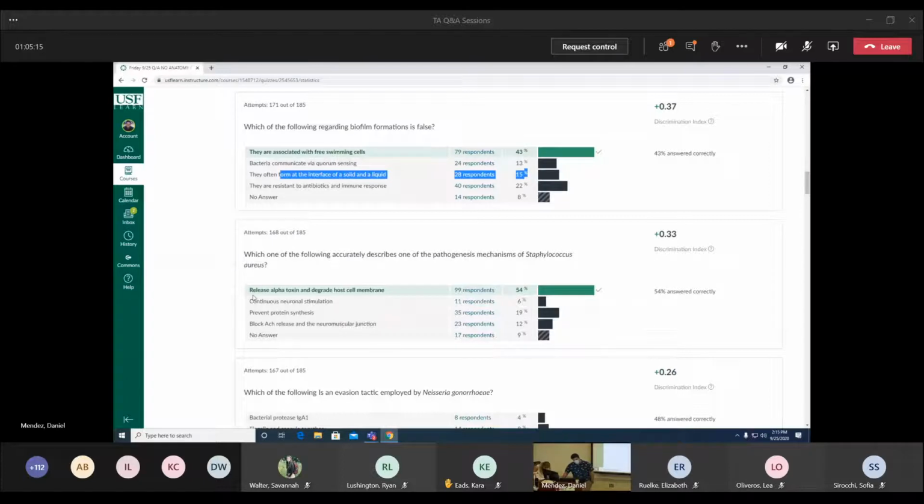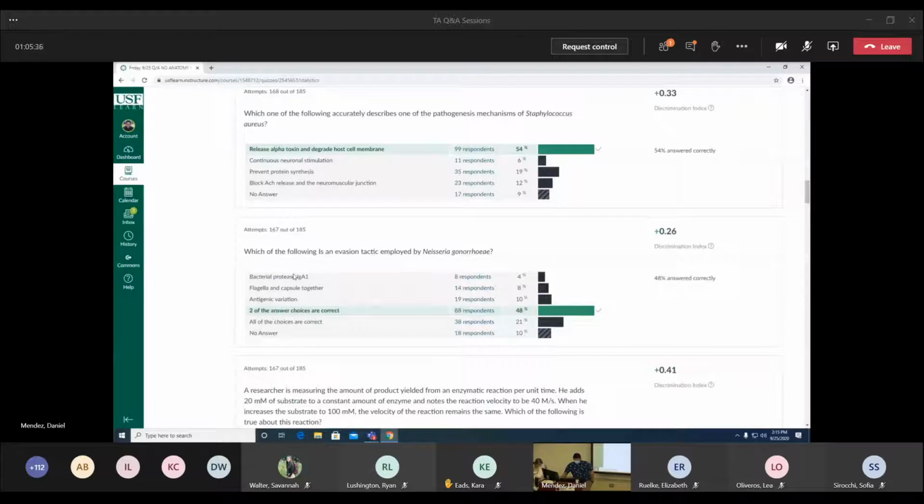So staph, what it does is releases alpha toxin and degrades the host cell membrane. That's very, very important. I know he asked questions about the one that prevents protein synthesis. You have to know all of these. You have to know all of those toxins and what they do. Really, really make sure you know that slide.